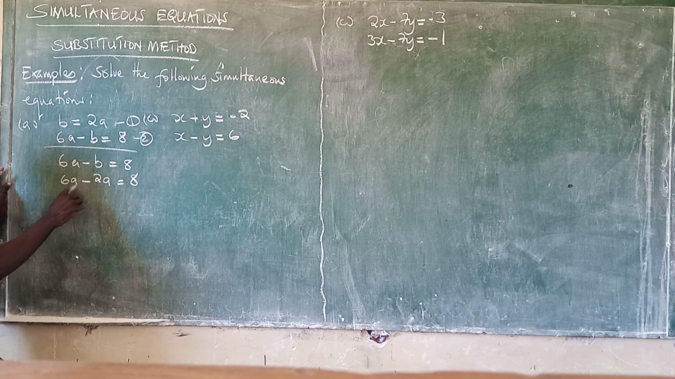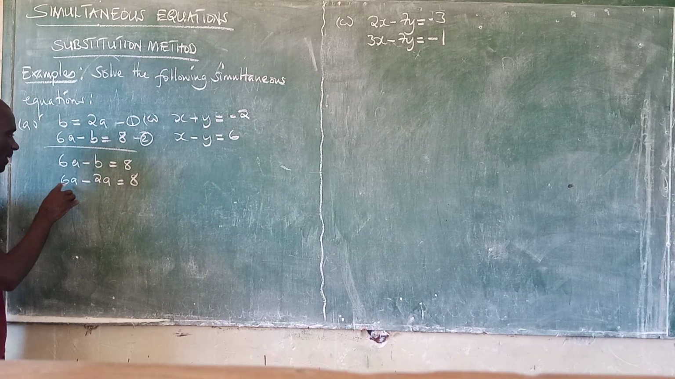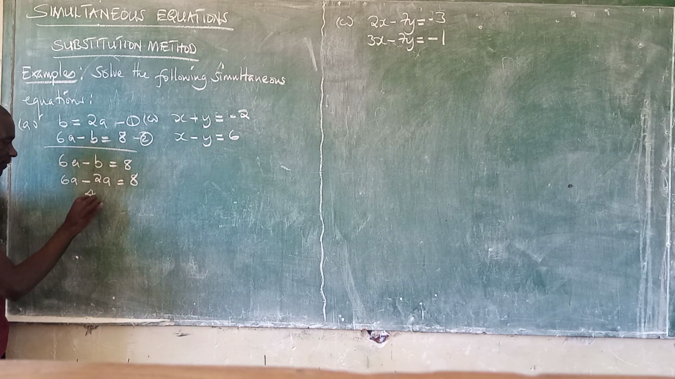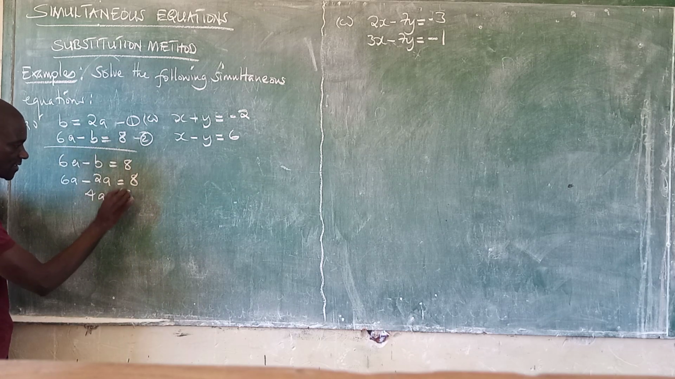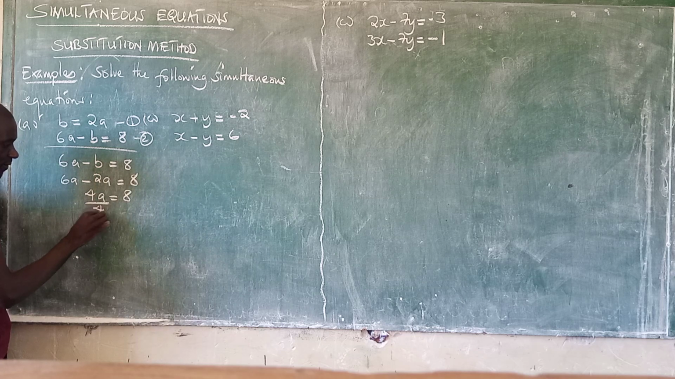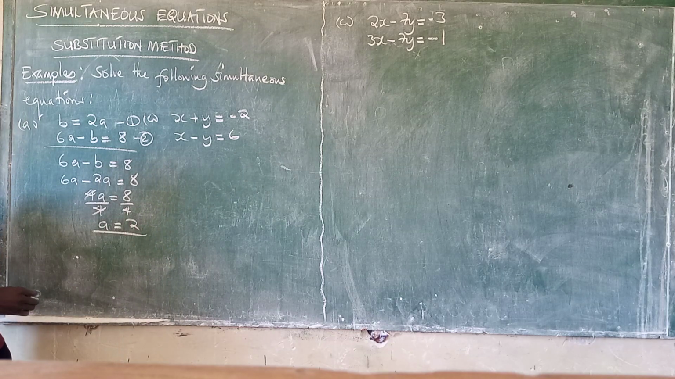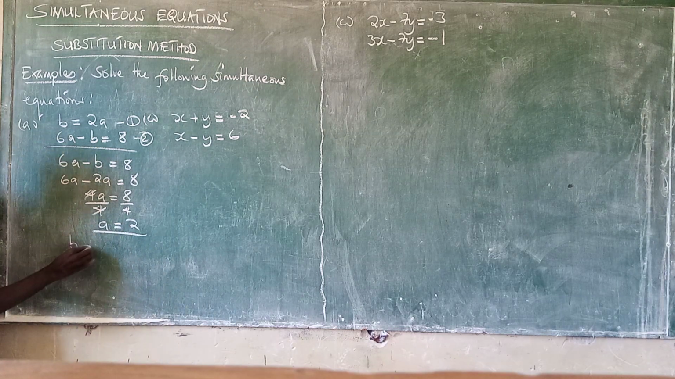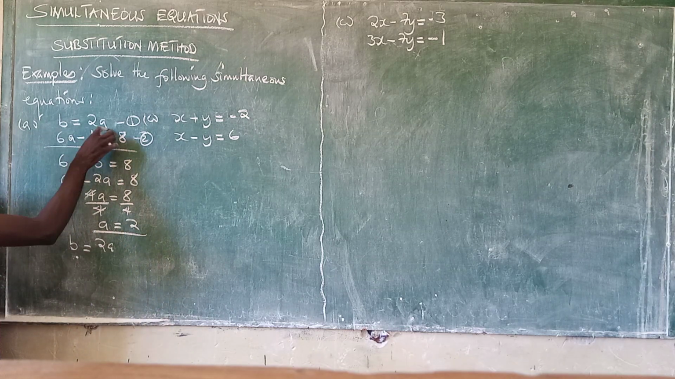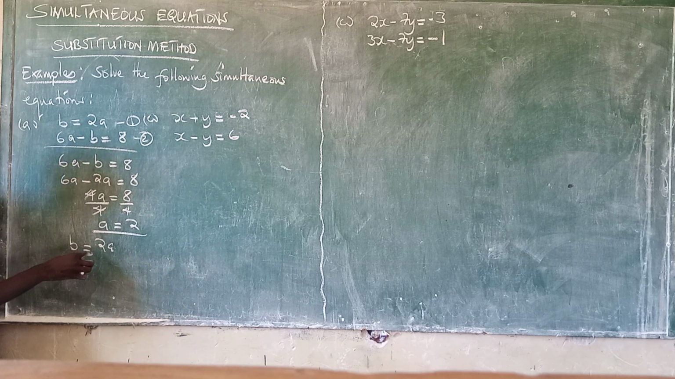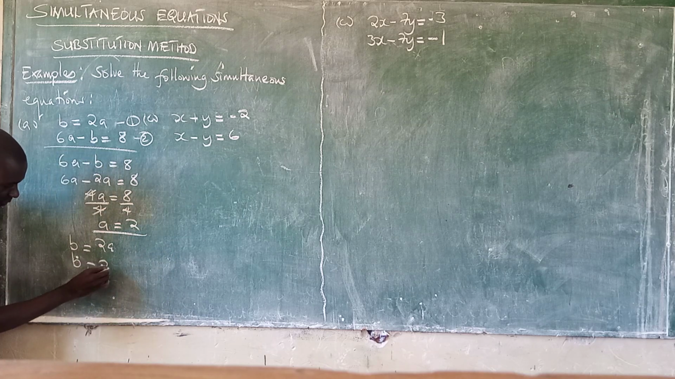From here, these are like terms. If we subtract, we are getting 4a is equal to 8. Then we divide through by 4, and we realize that a is simply equal to 2. And then to find the value for b, we are told that b is equal to 2a. Since b is 2a, and we know a is 2, we will now say b is equal to 2 times 2. And so our b is just equal to 4.